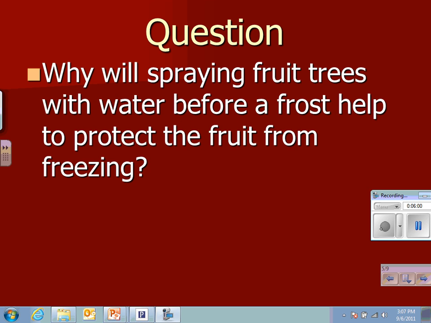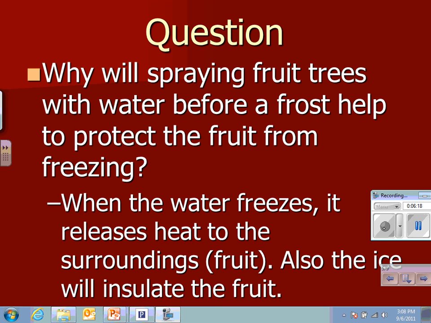Okay, so let's think about this just real quick. You've got a big freeze coming on. You just got all your apples on the tree. You haven't harvested them yet, and it's like, oh man, big freeze is coming. So one of the things farmers will do is they'll spray water on their fruit plants and their fruit trees to help save the fruit. Why would they do that? What's going to happen? What do you think? So something to think about.